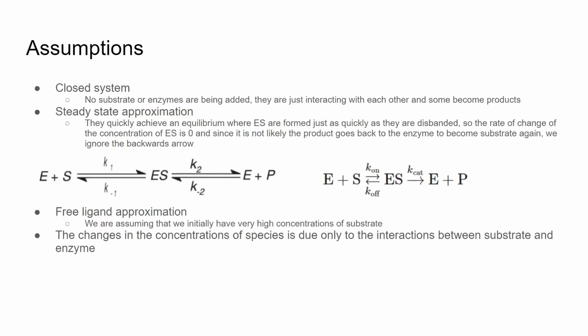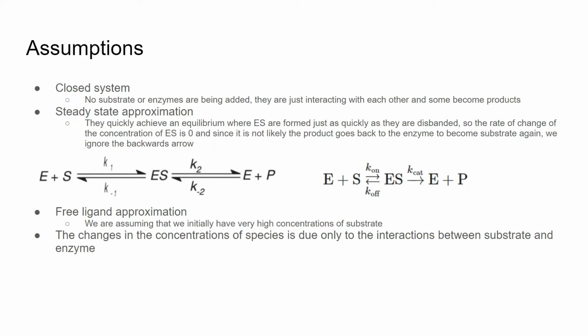So the first assumption that we are making in this model is that we have a closed system, meaning that no enzymes or substrates are being added. We are also assuming that the dissociation of enzyme substrate into product is the only thing affecting the initial velocity due to the steady state approximation, which just means that equilibrium was reached so rapidly due to high substrate concentrations that the amount of enzyme complexes disbanded is equal to those formed. So the only thing truly affecting the reaction rate is the rate at which the enzyme substrate complexes dissociate into a product.